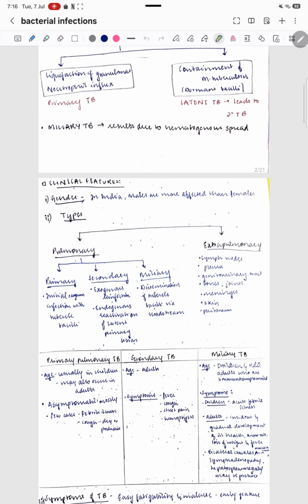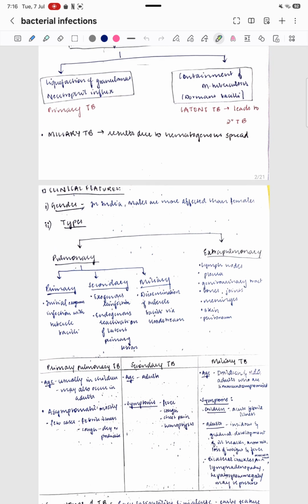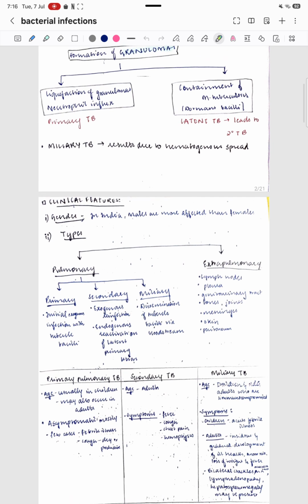Now coming to the clinical features occurring in TB. The first clinical feature is gender.